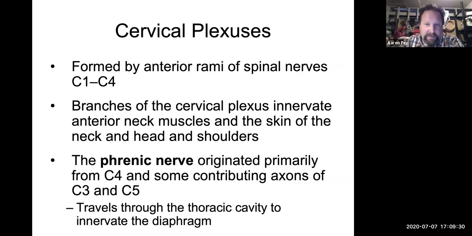So the cervical plexus is formed from the anterior rami of C1 through C4. It innervates the anterior muscles of the neck and shoulders. Out of this plexus, you will form the phrenic nerve. The phrenic nerve is super important because this is what controls your diaphragm. You sever your phrenic nerve, your diaphragm is paralyzed and you're going to suffocate.